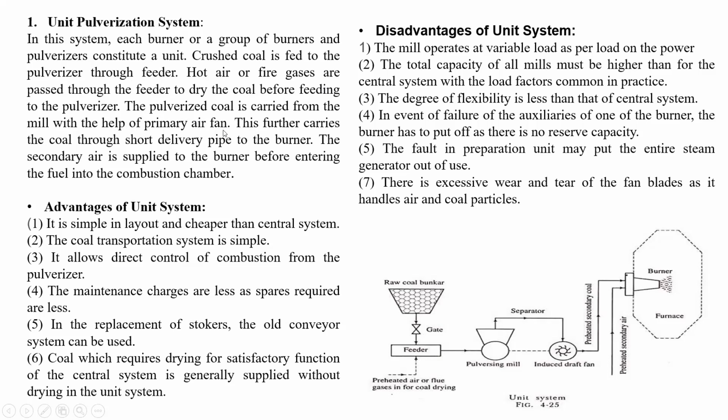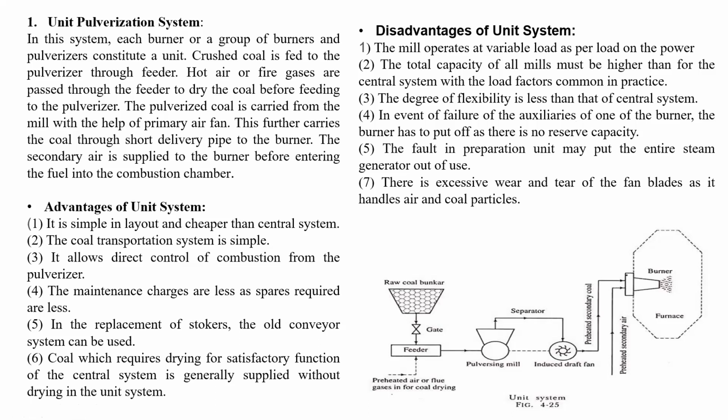So the primary air fan is used for transportation of the fine coal toward the furnace. This further carries the coal through a short delivery pipe to the burner. The secondary air is supplied to the burner directly before entering the fuel into the combustion chamber for combustion purposes. Secondary fan. So, advantages and disadvantages.